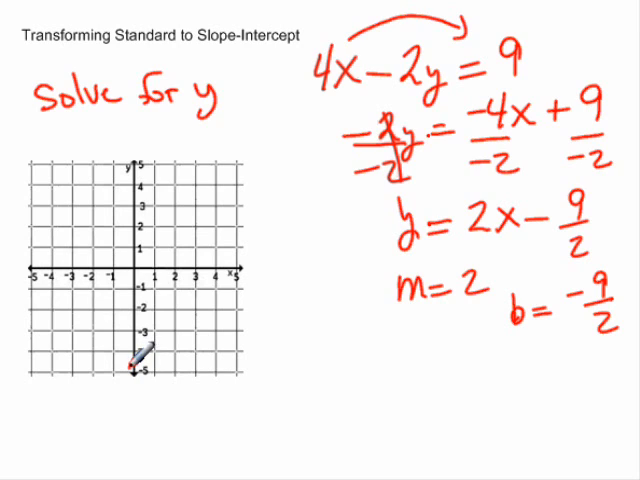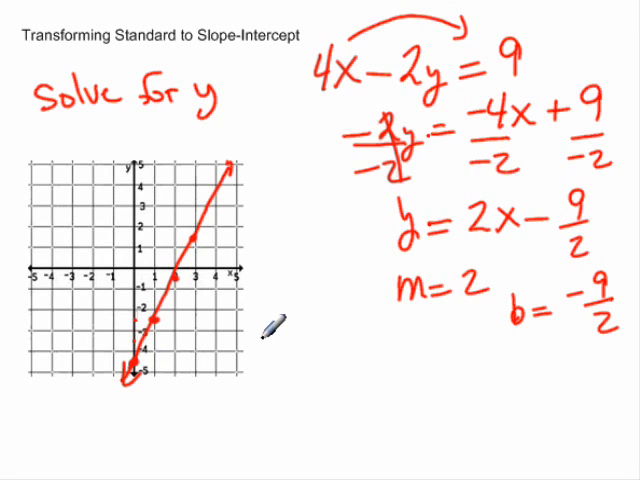And from that point, I'm going to plot a slope going up 2 and over 1. And I can continue on if I would like, up 2, over 1, until my heart's content. So from those points, I can now draw my line. And there's the graph of that line.